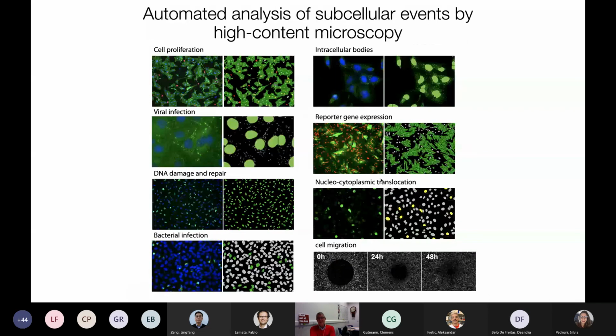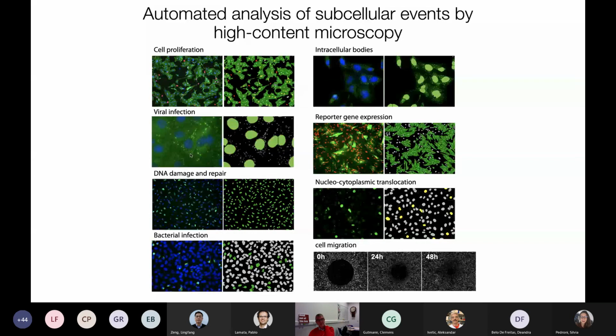And the kind of screen you can do depends on the software. So basically, the microscope simply takes images in an automated manner. And then it is a software that somehow transforms these images into images that can be analyzed quantitatively. These are, for example, some examples. We will speak about cell proliferation later because it is one example that I will show you in more detail.